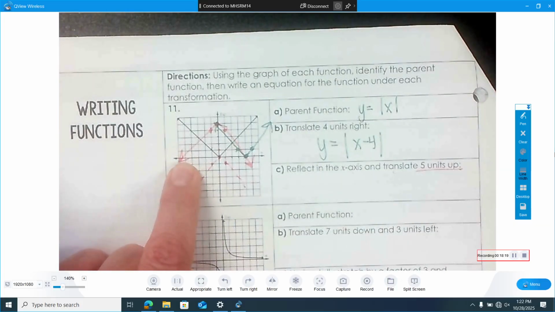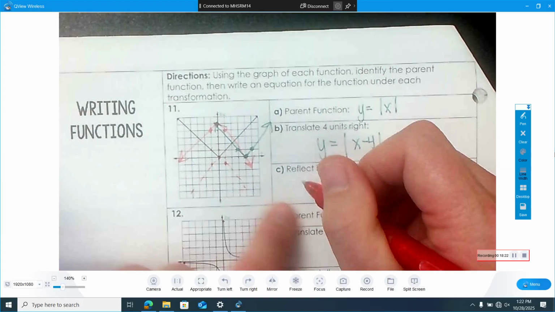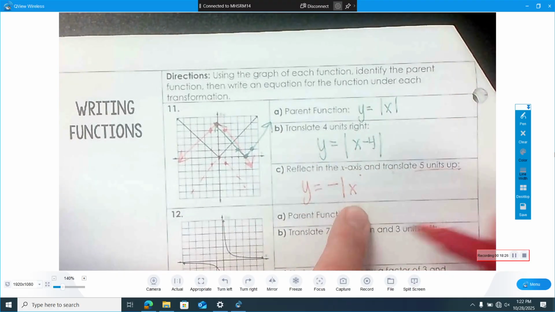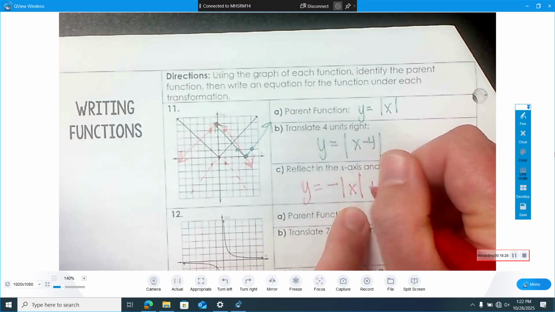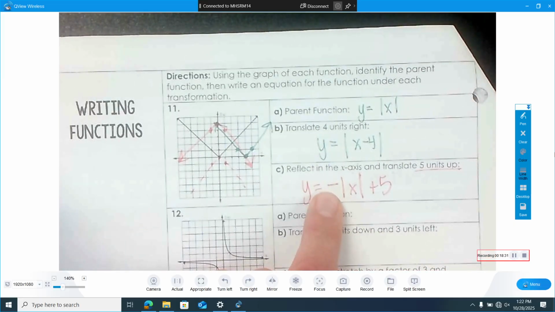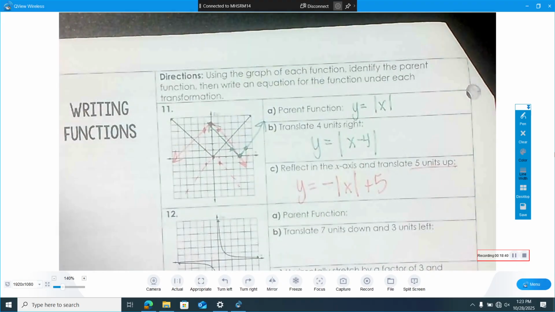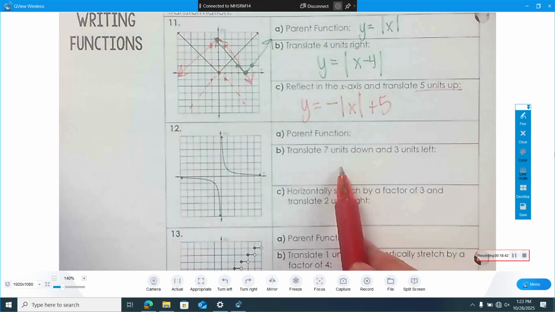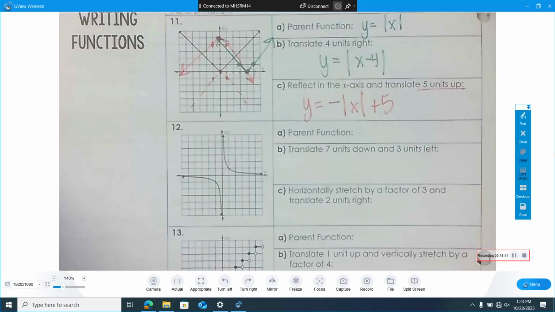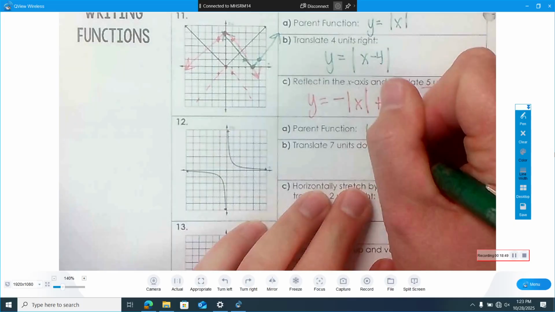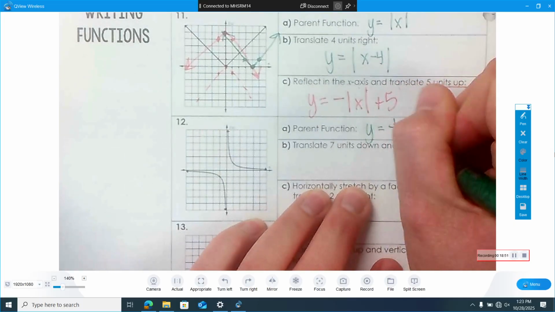What is the equation of that red graph? And is the +5 on the inside or the outside? Outside. Good. So to reflect it across the x-axis, the negative goes on the outside. And then to shift it up 5, the 5 goes on the outside. So we don't have to graph it every time. We just have to write the functions. So this curve shown here, what's that parent function? The reciprocal function. Yep, y equals 1 over x.